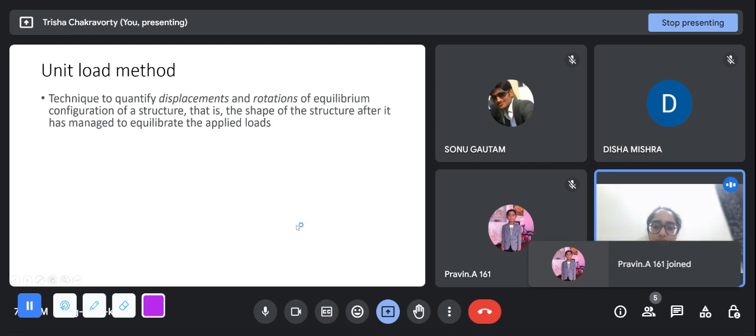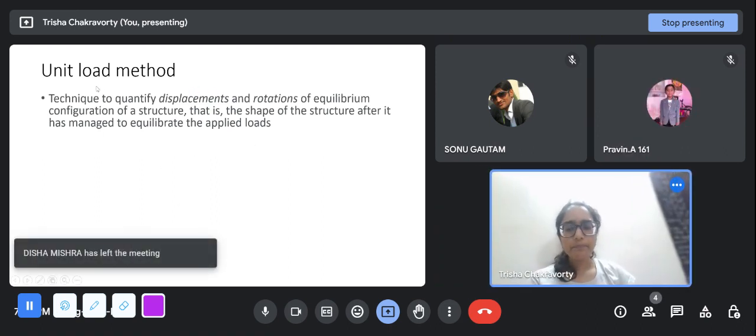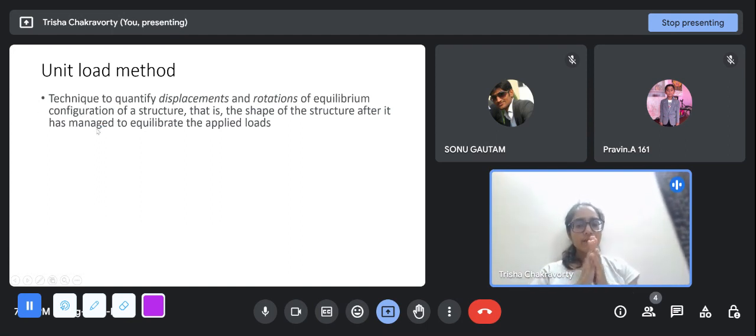Another important thing is, when we say displacement, we use the term loosely, but it includes both displacement and rotation. Displacement is related to translation, and rotation is related to the slope of, suppose, a member at some point. So the displacement response includes both of these. So the unit load method is used when we have a structure in equilibrium and we want to find the displacements or rotations of various points of the structure.